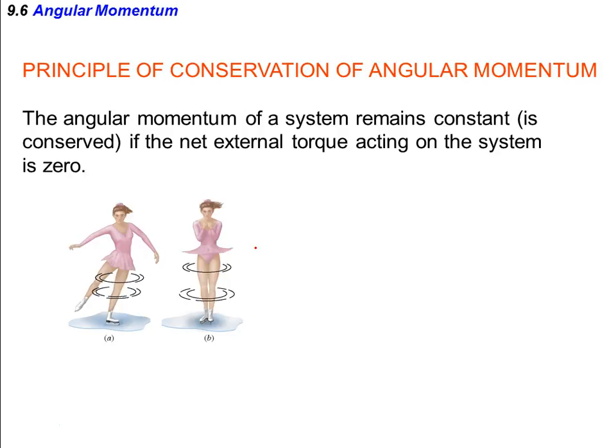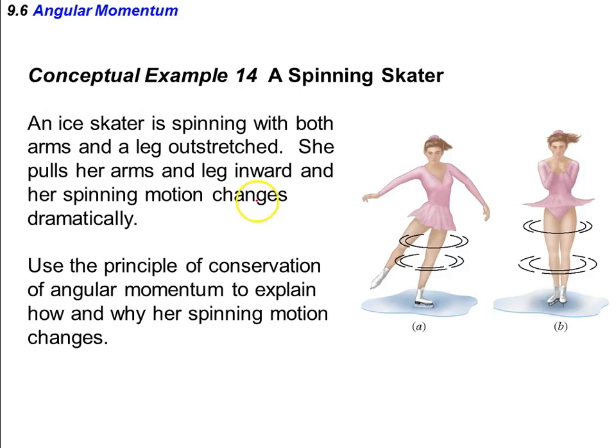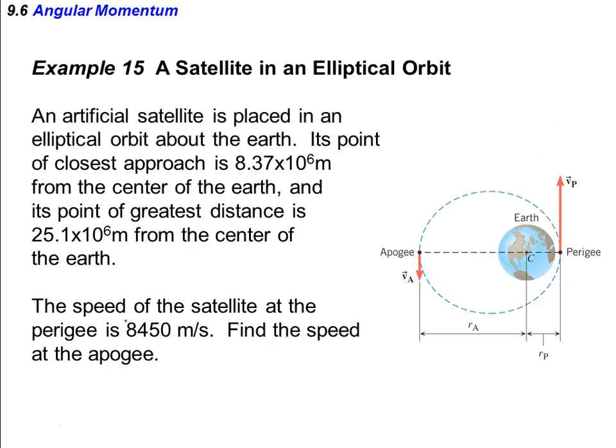When she brings them in tight, her moment of inertia decreases, which causes the angular velocity to then increase in order to keep the product of the moment of inertia times the angular speed constant. So we can use the conservation of angular momentum to explain why we notice a change in rotation of this ice skater when she pulls her arms out and brings her arms in.